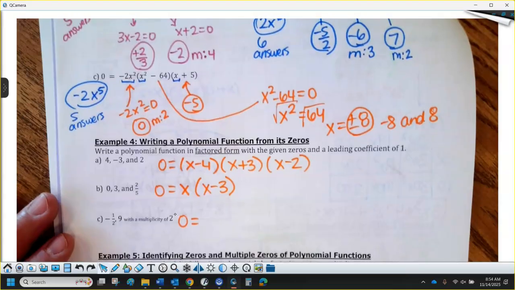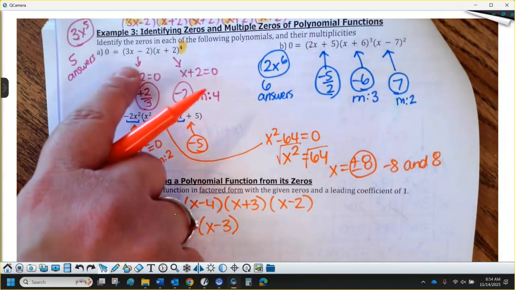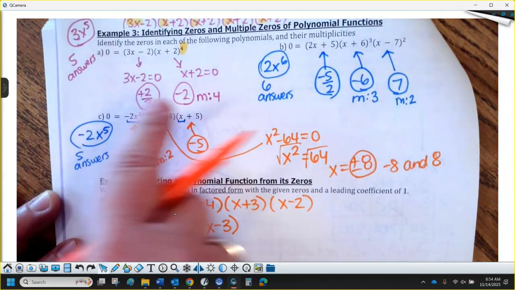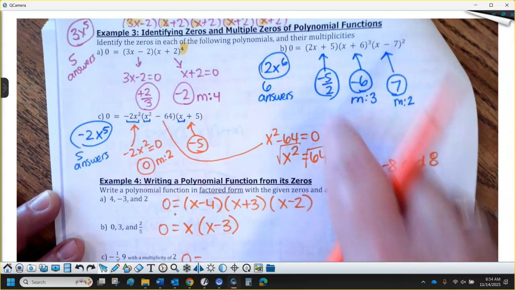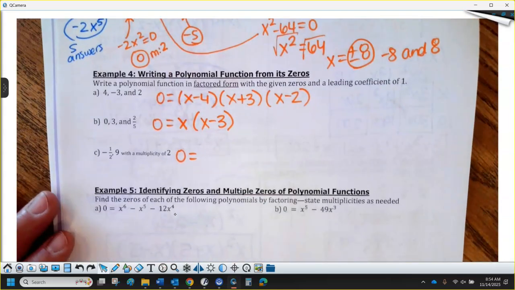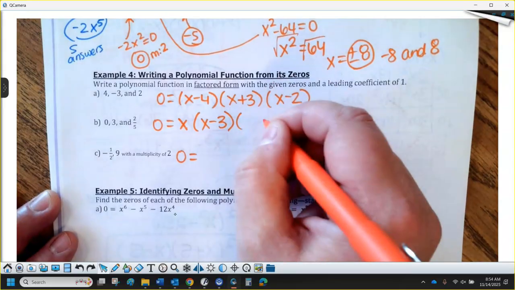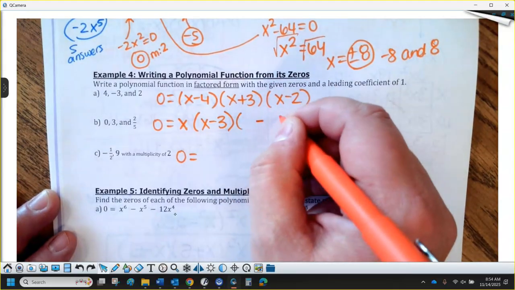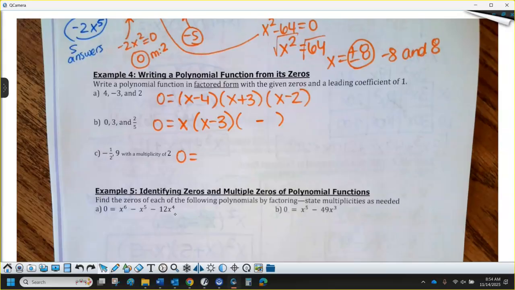So the fractions, think back up to these questions up here. Like I had 3x minus 2 and we got 2/3. Or over here we had 2x plus 5 and I got negative 5 over 2. So if I have a positive number, I know that the actual little factor is going to be negative. If you have a fraction, just try and think through backwards. So what I would need to do to get 2/5, I would need to add 2 and divide by 5.